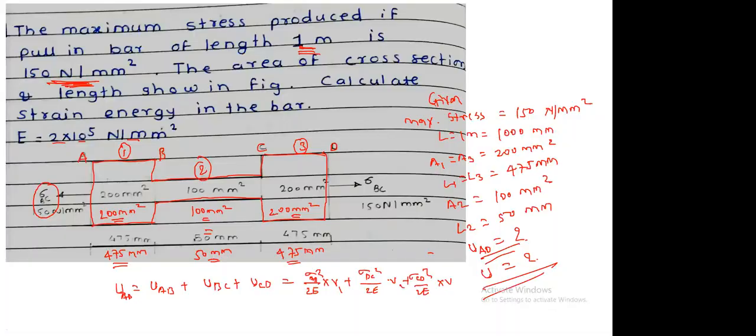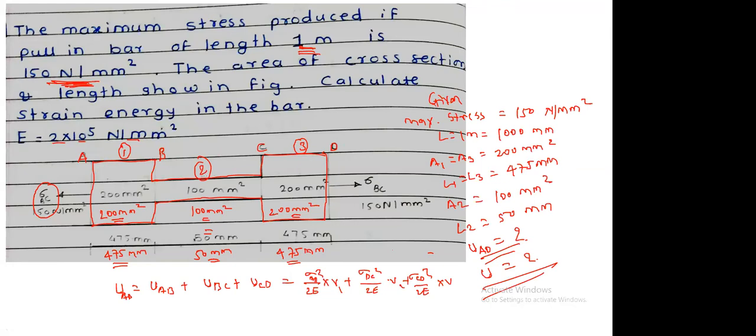Therefore, from the figure, section 2 has the minimum area. So I can consider sigma of BC is equal to 150 Newton per mm square. Sigma of BC you will get because section 2 will be considered as the BC section. Then how to calculate sigma of AB and sigma of CD, because it is also required to calculate sigma of AB and sigma of CD.